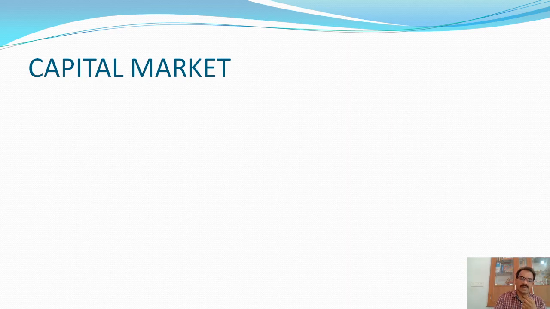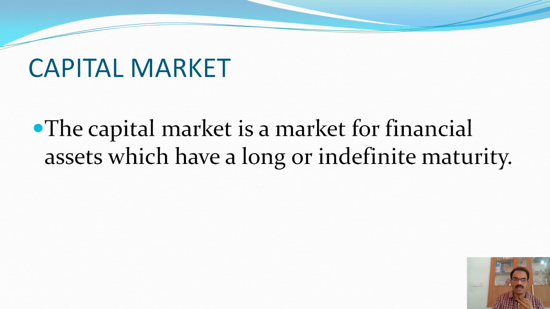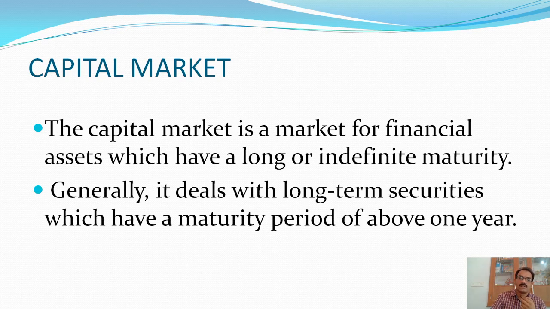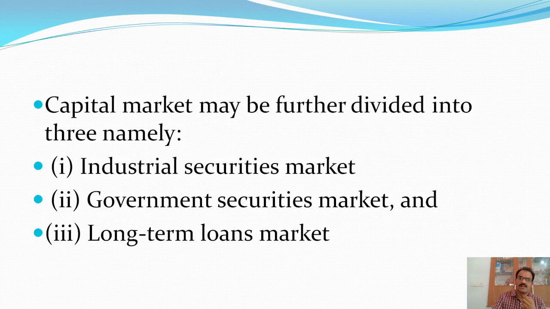Now, capital market. The capital market is a market for financial assets which have a long or indefinite maturity period. So, capital market deals with financial assets having a long or indefinite maturity. Generally, it deals with long-term securities which have a maturity period of more than 1 year. Capital market can be classified into three: first one is industrial securities market, second one is government securities market, and third one is long-term loans market.